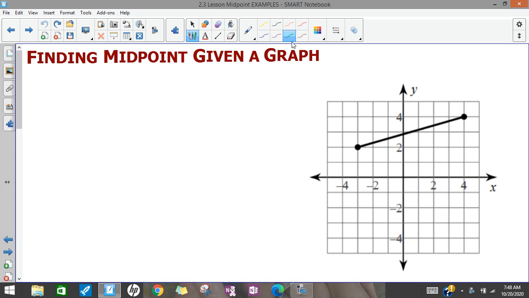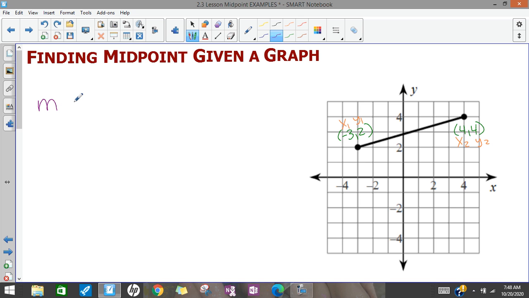So what we need to do is identify the coordinates of these points. This is -3, 2, and this one is 4, 4. And so we want to find the average of the x's and the average of the y's, and that will give us a midpoint. So I like to label my points x1, y1, x2, y2, just so I remember what's the x numbers and what's the y numbers.